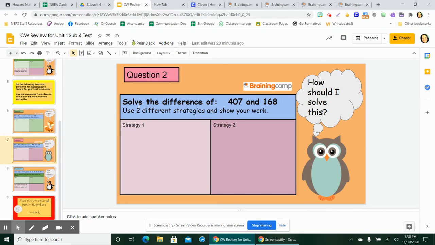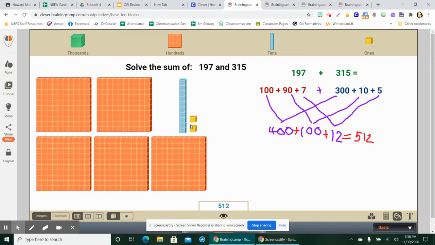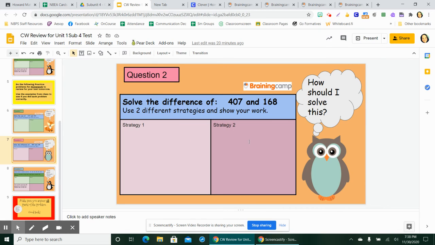The next problem is solve the difference of 407 and 168. So difference, is that adding or subtracting? Oh, difference is subtracting. And again, if you paste in just the one Braining Camp that has the base 10 and the expanded form, it can go over this whole thing because technically it is 2 strategies. Okay, so now I'm going to go in and I'm going to do the difference.